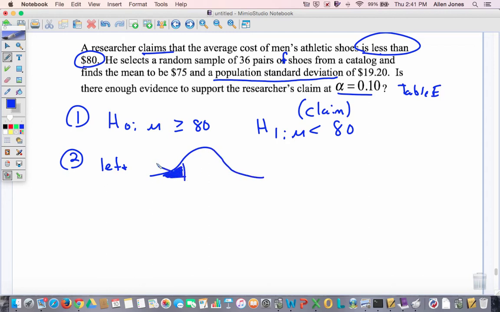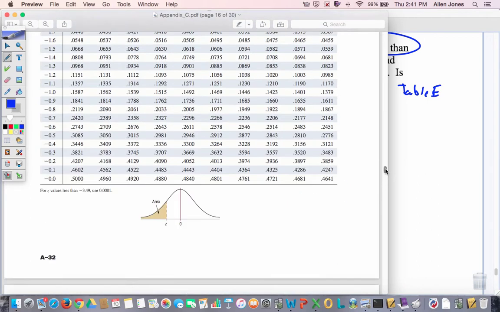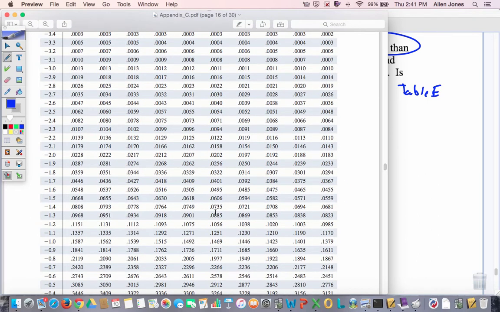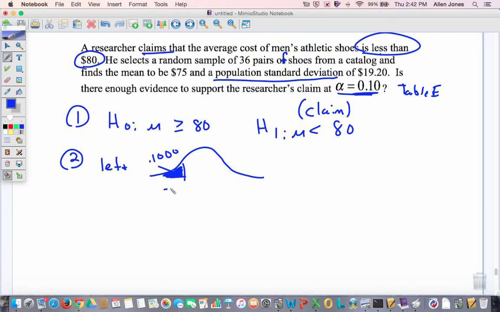Step number 2, we'll consider this because the alternative right here is less than. It's a left-tailed test. So when I sketch my curve on the left-hand side, this left-hand area is 0.1 or 0.1000. That's our alpha, or our 10% we see up here. So we'll go to our table, and that will be on the negative side of things. If I find the value closest to 0.1000, that occurs right here at negative 1.28. So my critical value is negative 1.28.